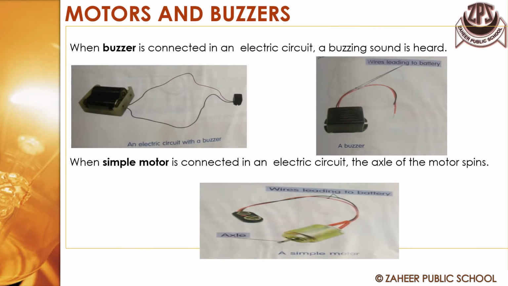Motors and buzzers. Instead of connecting a bulb in an electric circuit, we may also connect a buzzer or a simple motor. When a buzzer is connected in an electric circuit, a buzzing sound is heard. You can see in the picture, it's a picture of the buzzer. And in the second picture, you can see a motor connected in the electric circuit. When a motor is connected in an electric circuit, the axle of the motor spins or rotates.